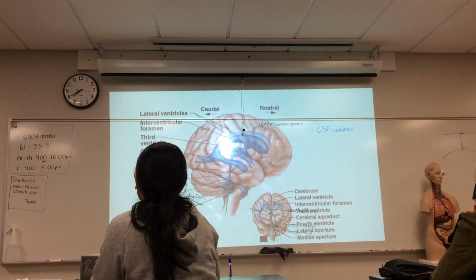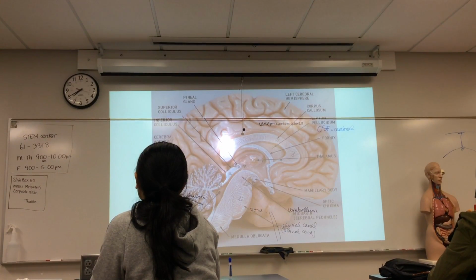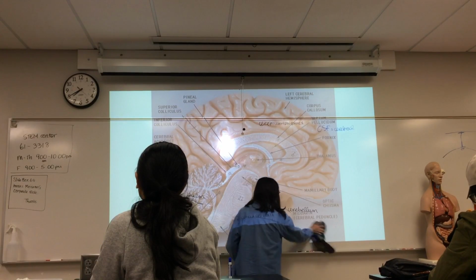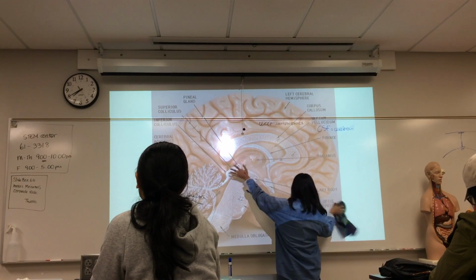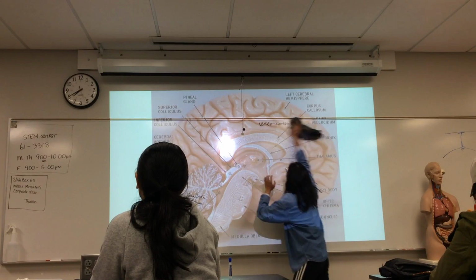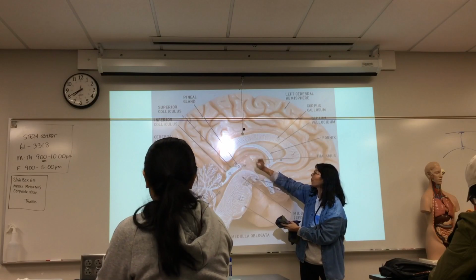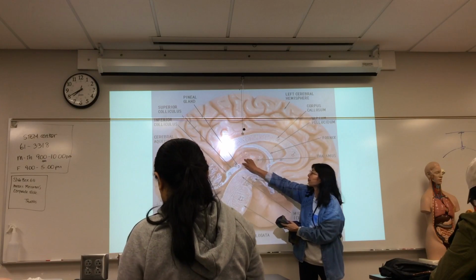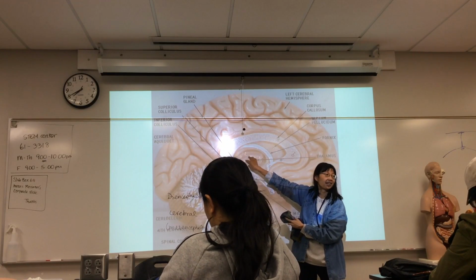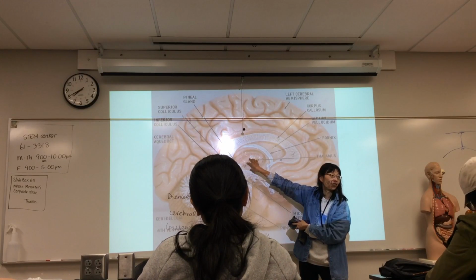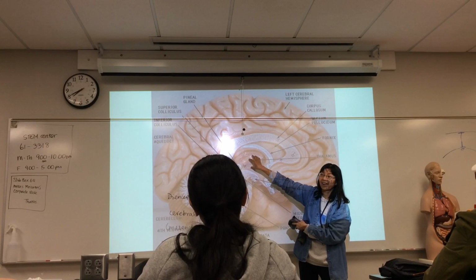Go back to this picture. Here we go. So here's half of the brain, right? And if I was to tilt this horizontally and I drop water, there is this space right here, correct? It would hold the water. That's the third ventricle. Does that make sense?